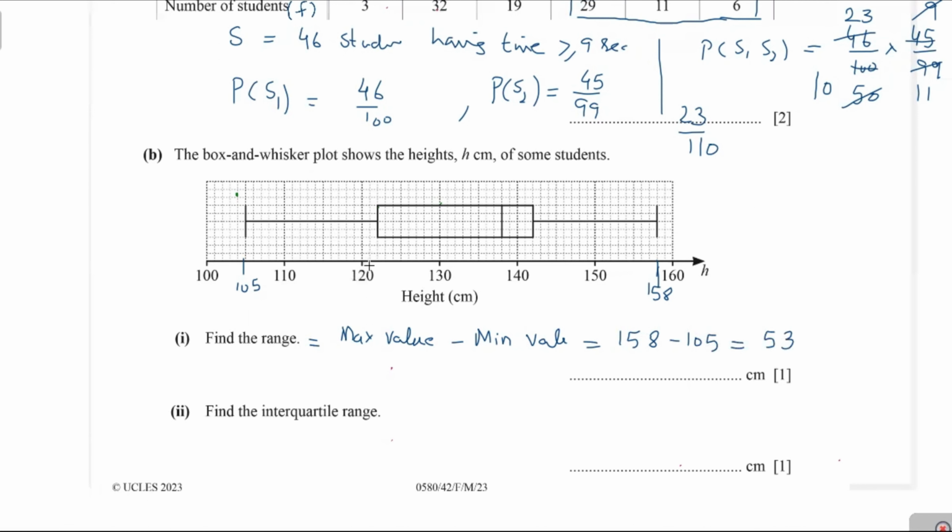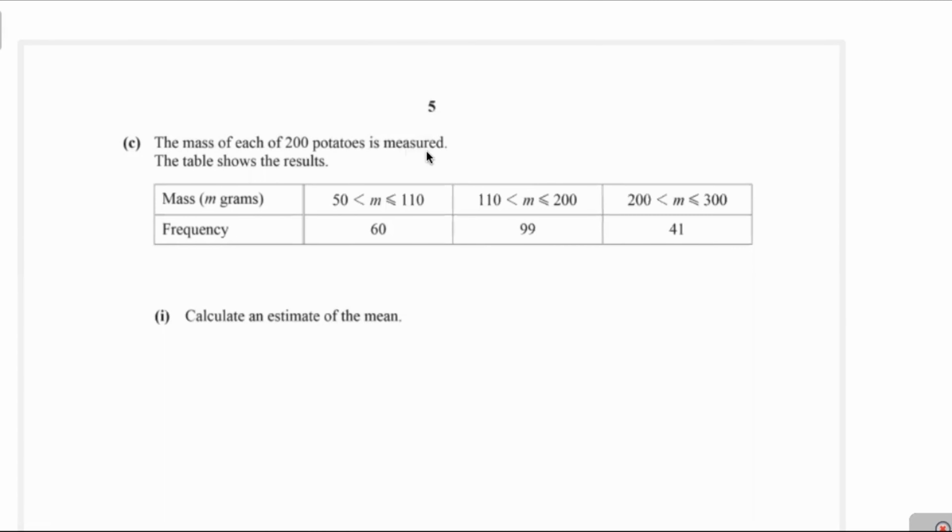Next is the interquartile range. The interquartile range is Q3 minus Q1 of the data. Q3 is the 75% of data, Q1 is the 25% of data. In the whisker diagram, this value is Q1 and this is the Q3 value. Now Q1 value will be equal to 122, Q3 will be equal to 142. Therefore, the answer will be 142 minus 122, that's equal to 20 centimeters, the interquartile range. Part C, the mass of each of 200 potatoes is measured.